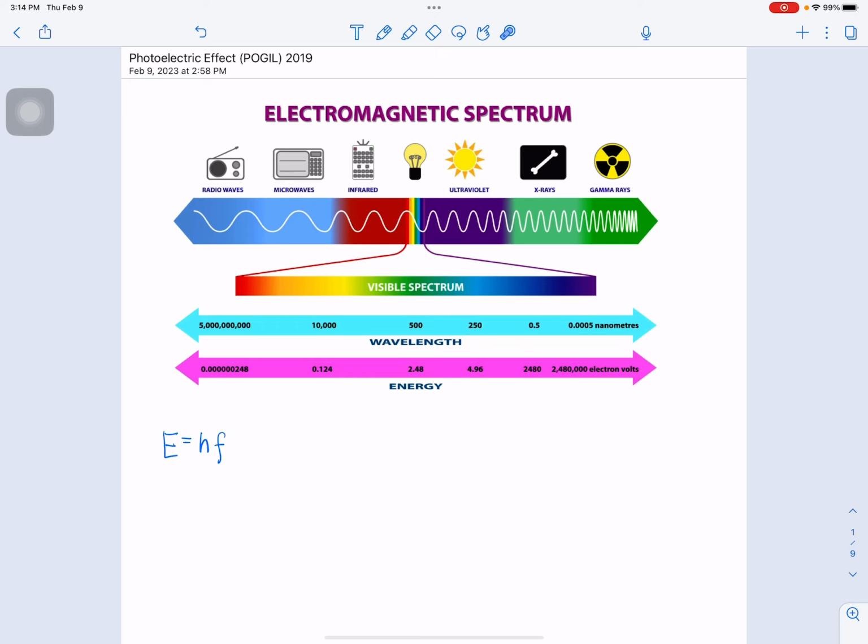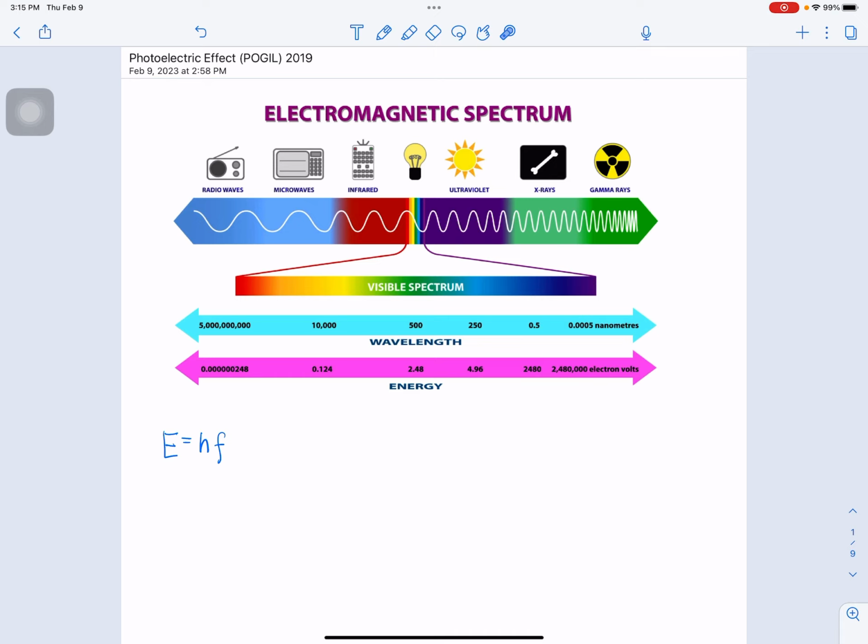So 500 nanometers, microwaves would be about 10,000 nanometers. Radio waves are 5 billion nanometers. And then we go to very short waves. So ultraviolet is 250 nanometers and so forth. So that is generally how you talk about different colors of light, is by identifying their wavelength. But what we are concerned about is the energy of the wavelength.